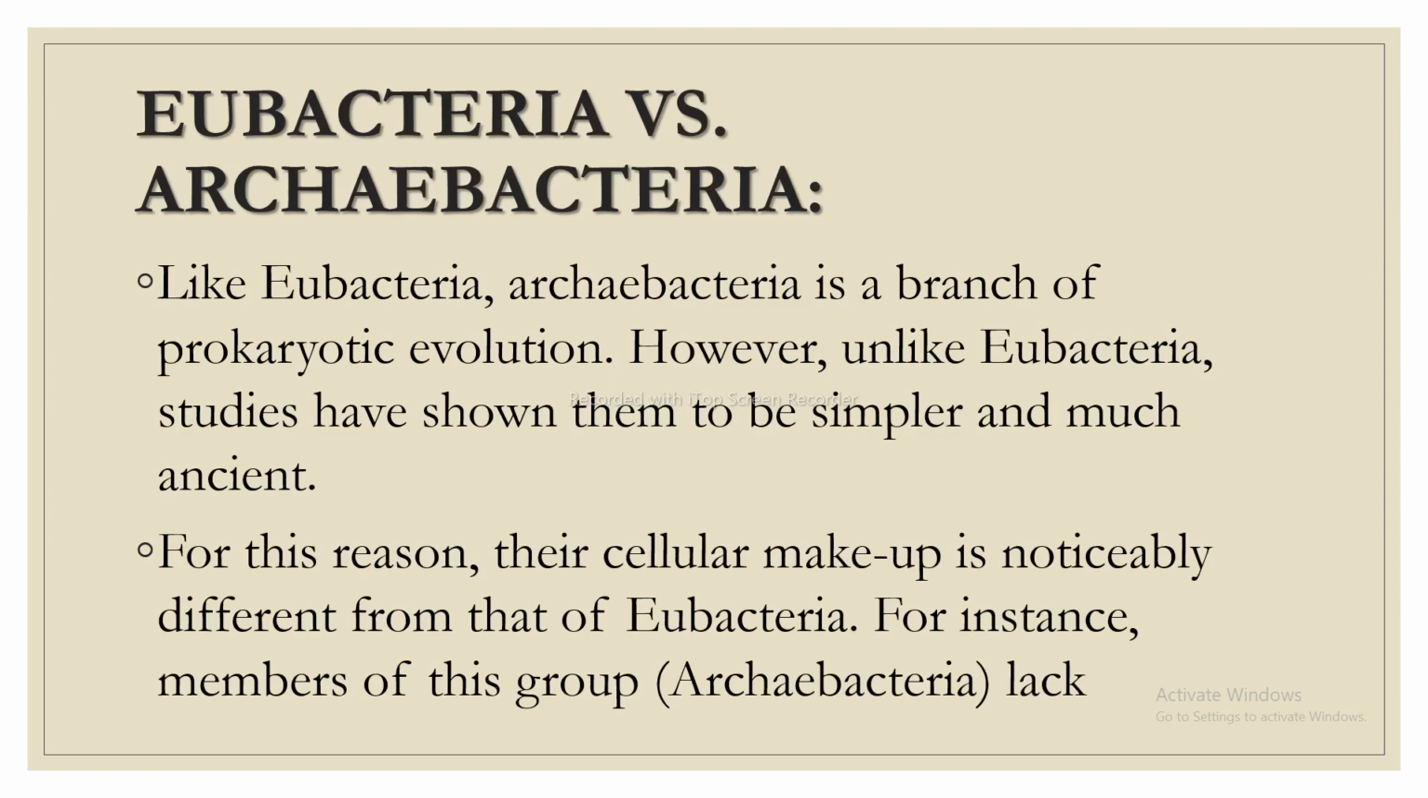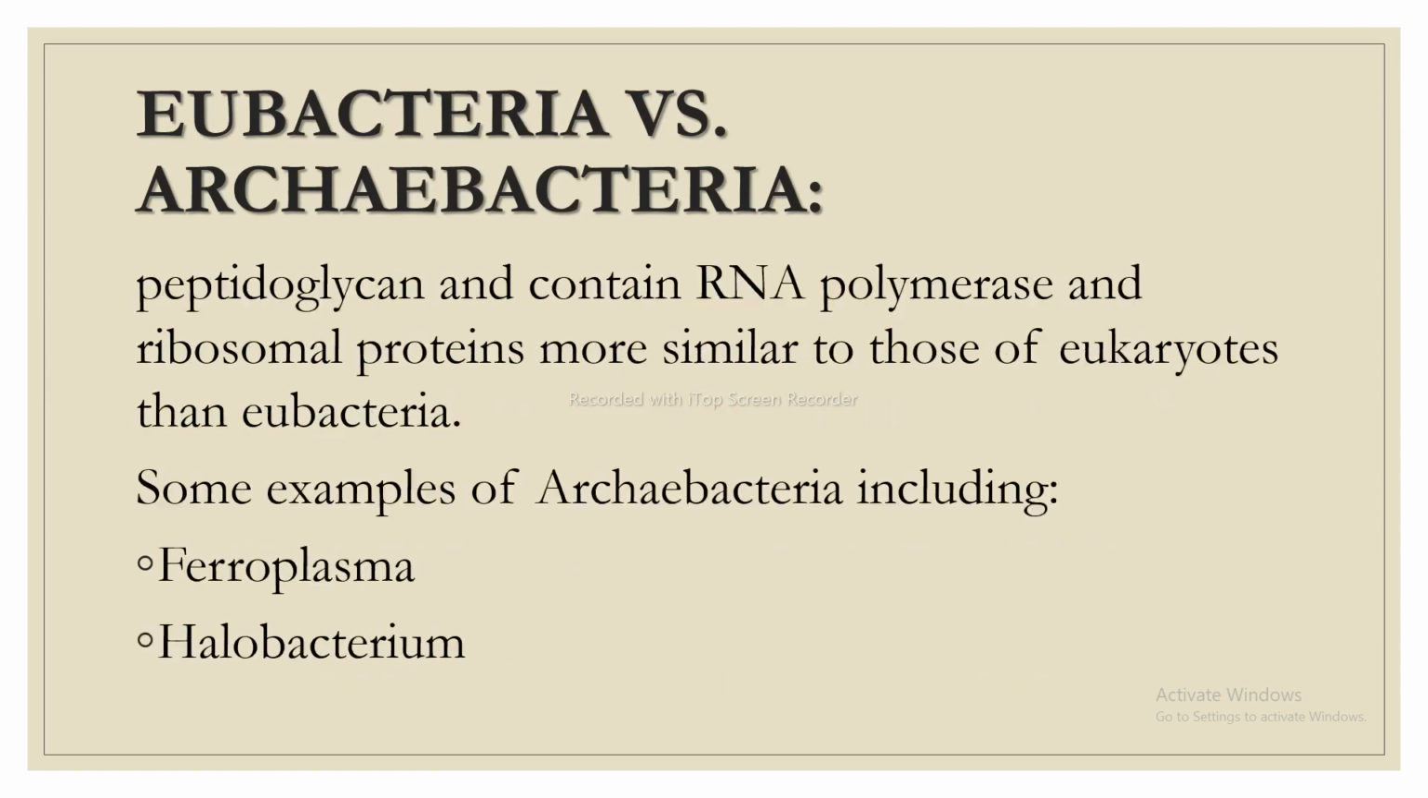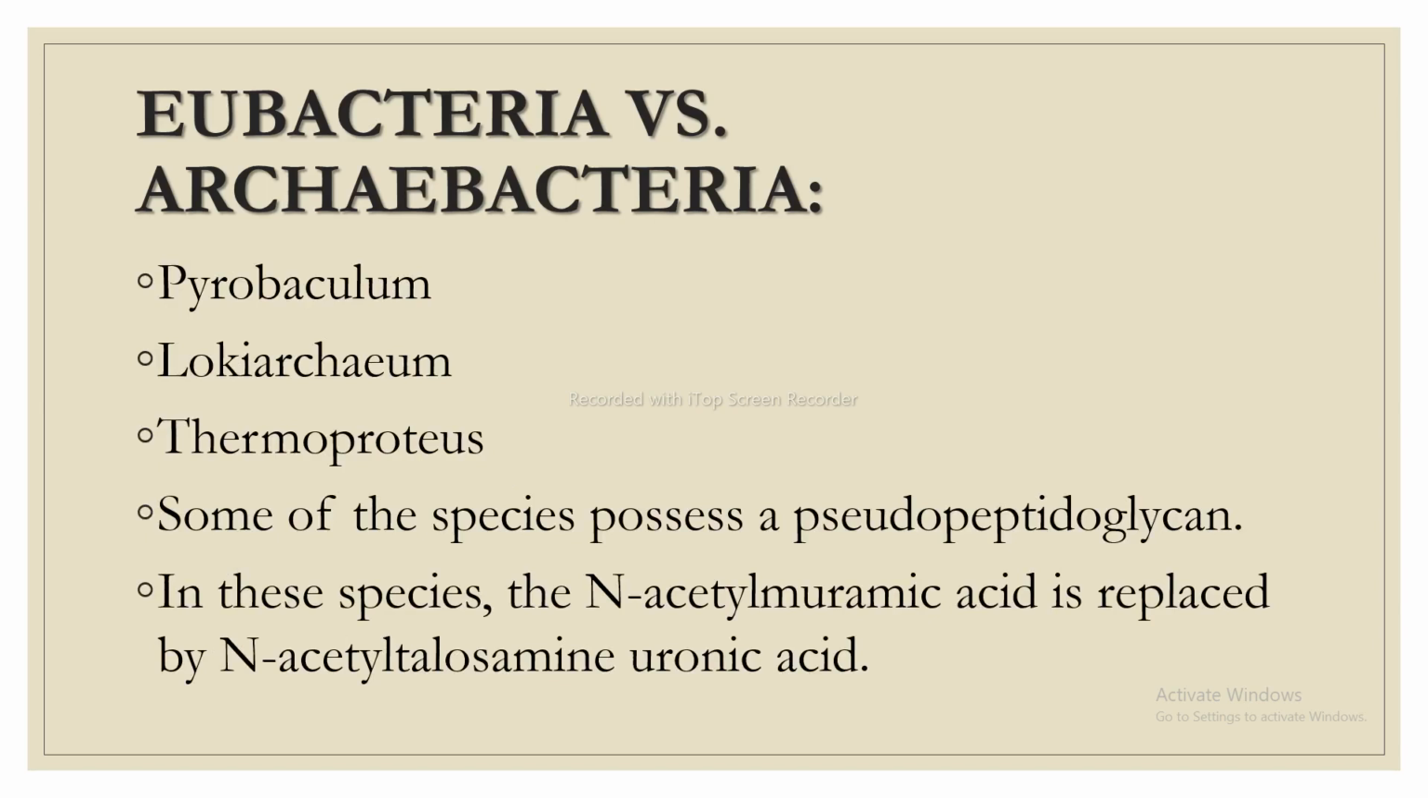For instance, the members of this group, Archaebacteria, lack peptidoglycan and contain RNA polymerase and ribosomal proteins more similar to those of eukaryotes than eubacteria. Some examples of Archaebacteria include Thermoplasma, Halobacterium, Pyrobaculum, Crenarchaeum and Thermoproteus. Some of the species possess a pseudopeptidoglycan. In these species, the N-acetylmuramic acid is replaced by N-acetyltalosaminuronic acid.